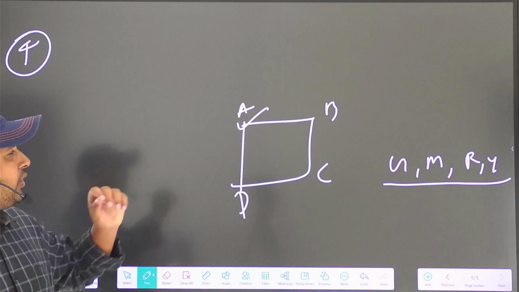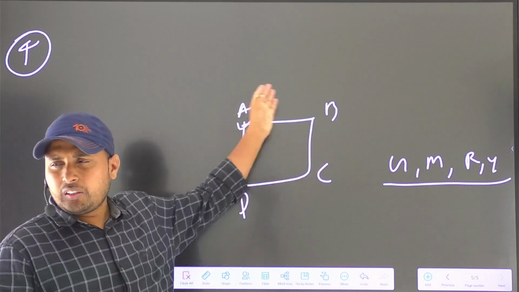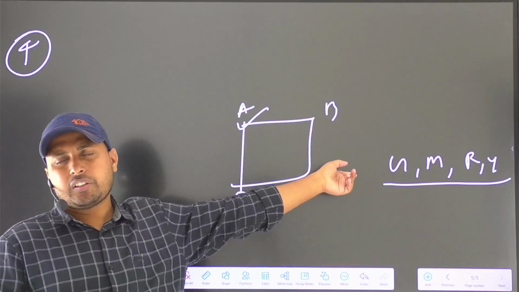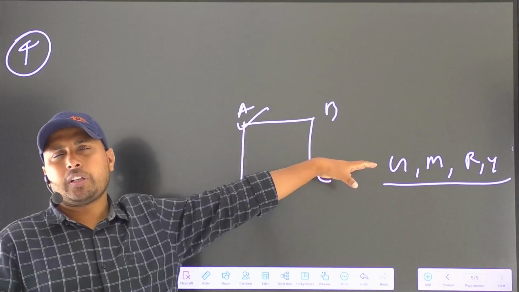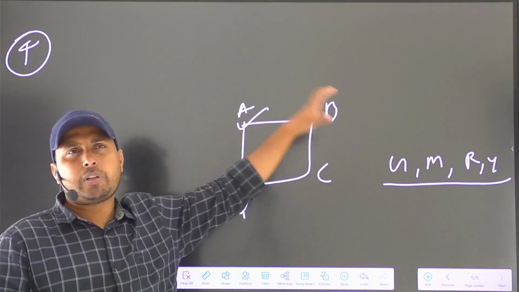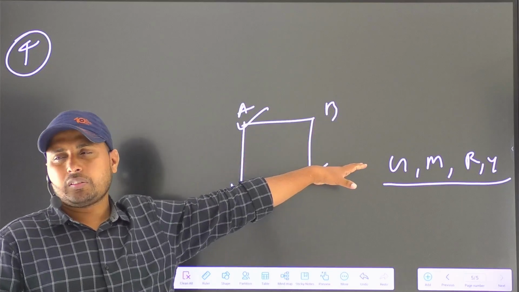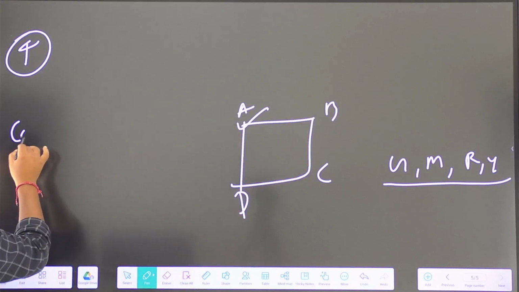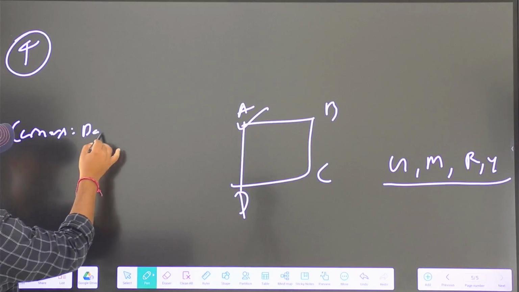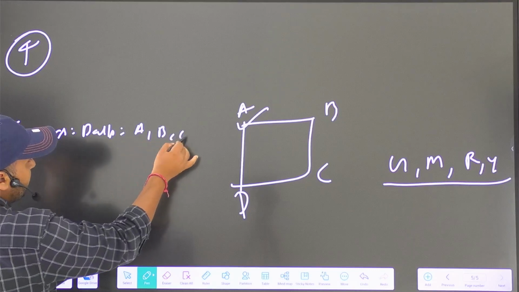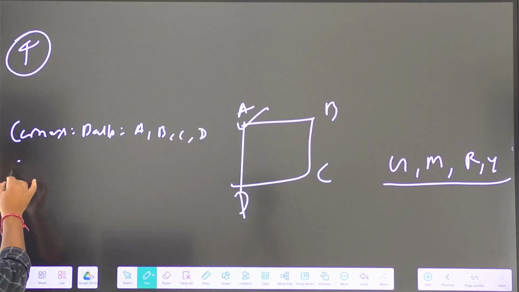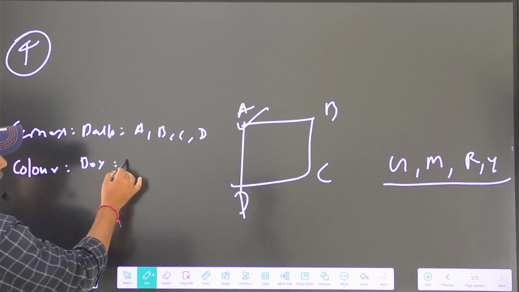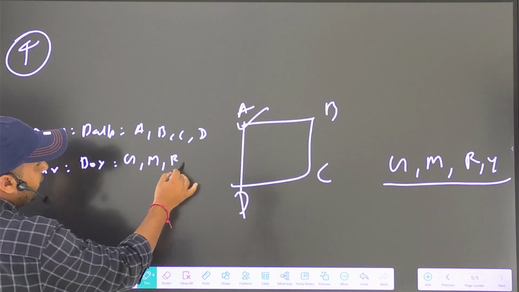So it's a kind of problem where these are balls and these are boxes. Balls can be thrown into boxes. So the corners are balls: A, B, C, D. And the colors are boxes: green, maroon, red, yellow.